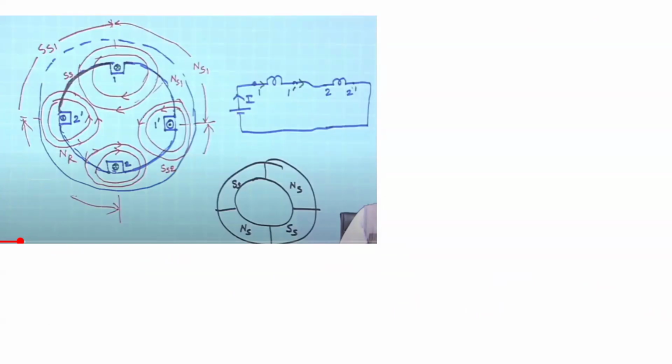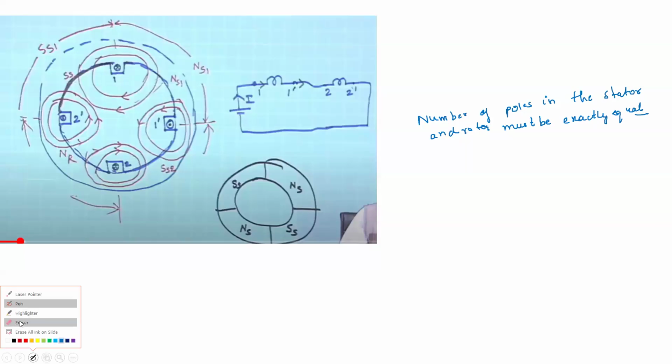Here, these are the north and south poles. Another thing is that the north and south poles of the rotor and stator must be equal. So the number of poles in the stator and rotor must be exactly equal. Okay, so here it is shown how you can create four poles.